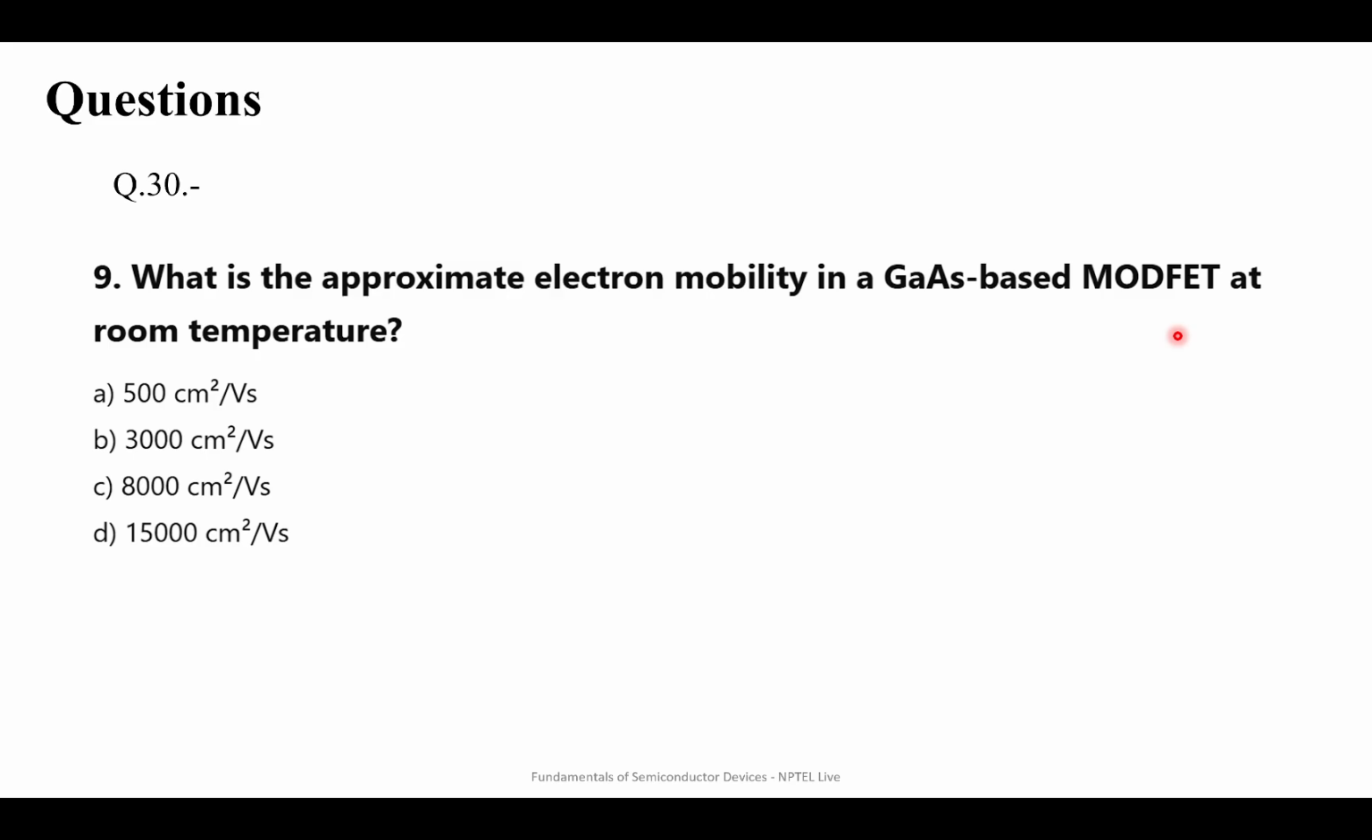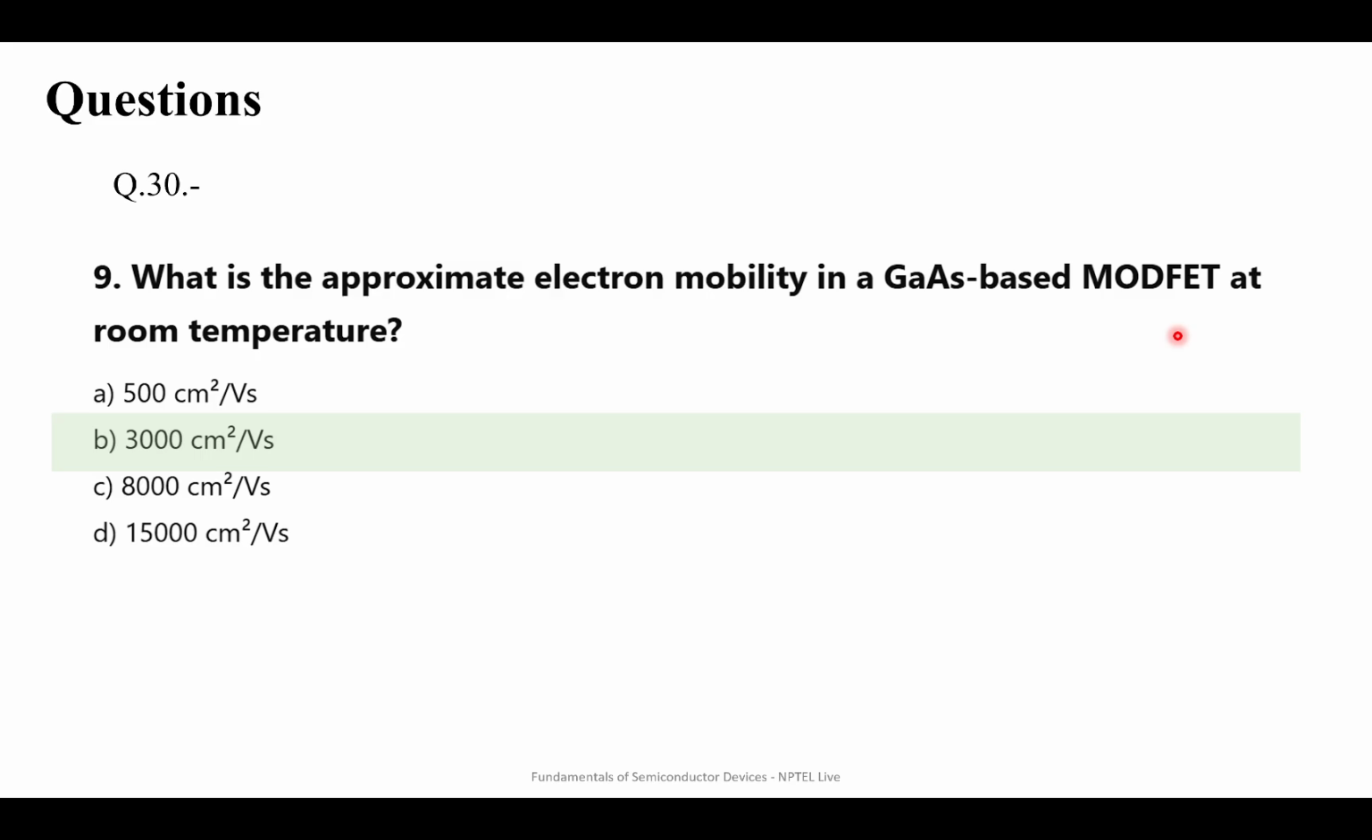What is the approximate electron mobility in a gallium arsenide based MODFET at room temperature? 500 centimeter square per volt second, 3000 centimeter square per volt second, 8000 centimeter square per volt second, 15,000 centimeter square per volt second. I think option D, sir. 15,000 centimeter.